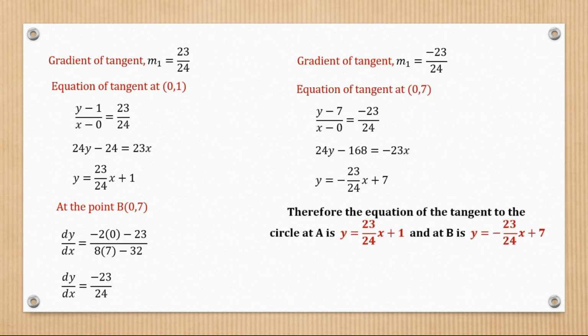So therefore, the equation of the tangent to the circle at A is y is equal to 23 over 24x plus 1, and at B is y is equal to negative 23 over 24x plus 7, and those are the answers they wanted.